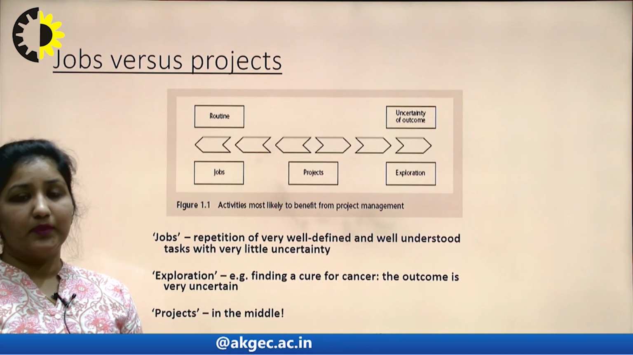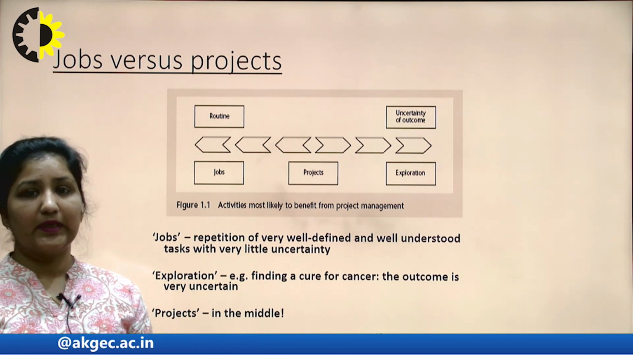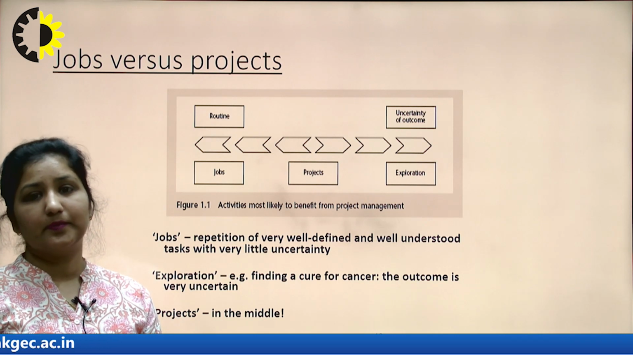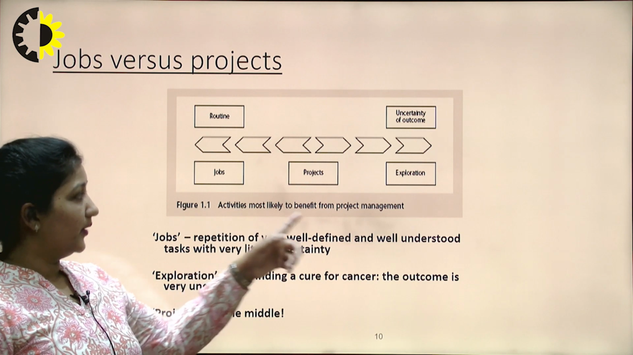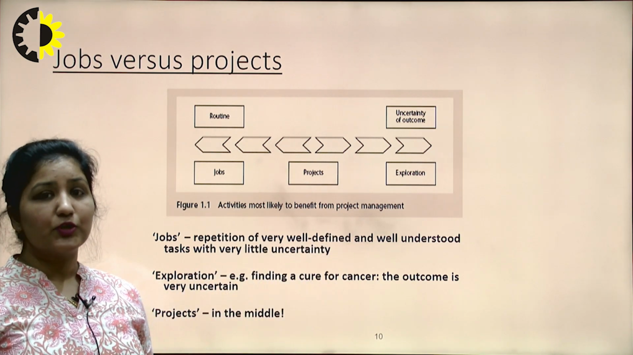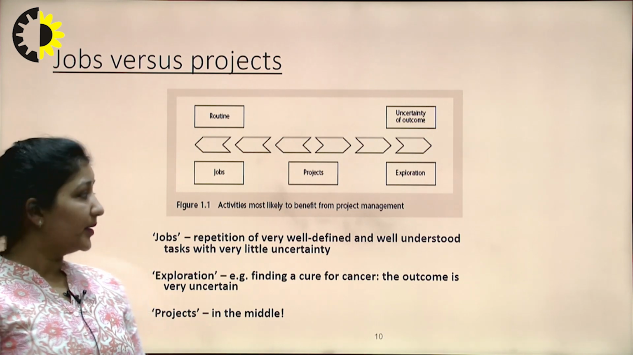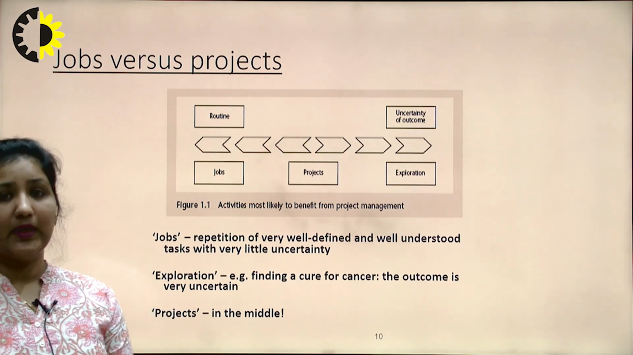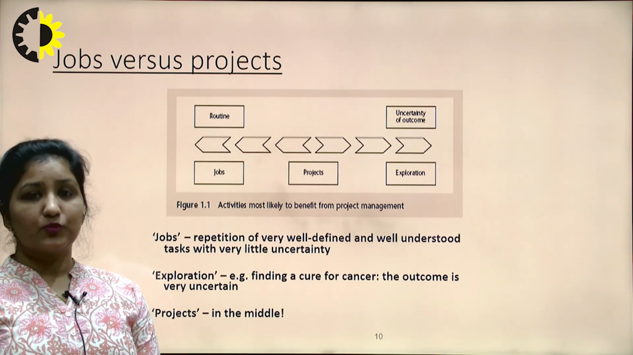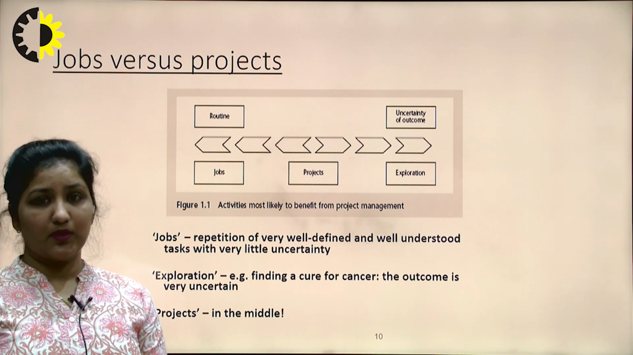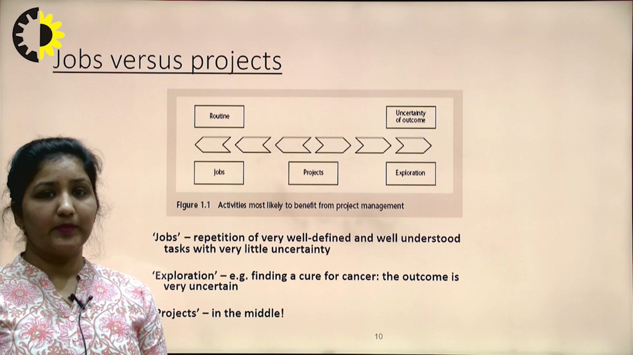Now, next, let's see what the difference is between a job and a project. Projects are more or less similar to jobs. Jobs and exploration are two parts, and the project lies between the job and the exploration. A job is a repetition of a very well defined and understood task, and the uncertainty is very low. Jobs are routine work, like having a fixed schedule and fixed routine.